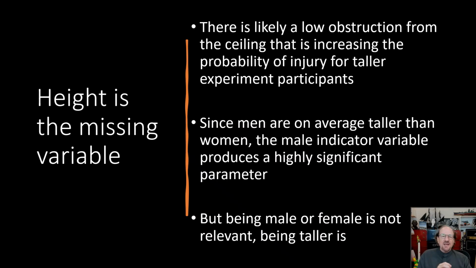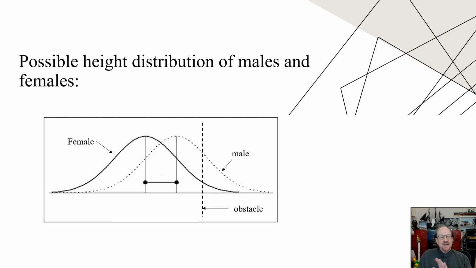So there's likely a low obstruction from the ceiling that is increasing the probability of injury for taller experiment participants. Since men are on average taller than women, we have a high correlation between being male and the probability of a head injury. But being male or female is not really relevant. Being taller is. And if we look at the possible height distributions, they may not be normal, but I have a normal distribution here.